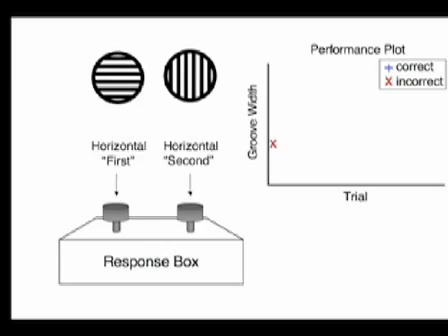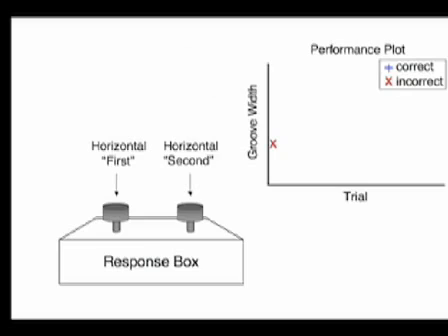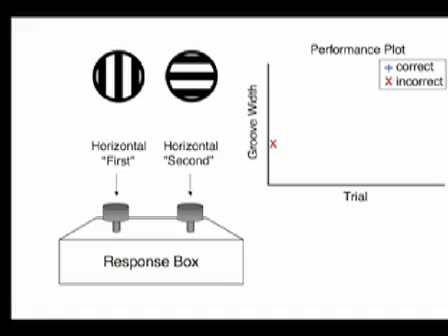This is shown in the performance plot in the top right corner by a red X. The next groove width to be presented is selected by a Bayesian adaptive algorithm, which we will discuss in more detail in the next segment of the video. This trial should be easier for the subject to perform since the groove width selected by the algorithm is larger than the groove width of the previous trial.